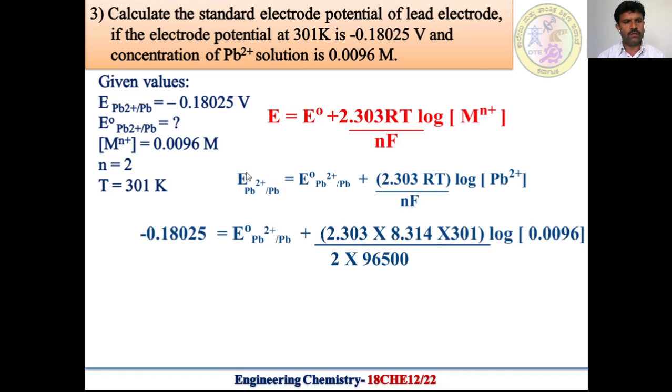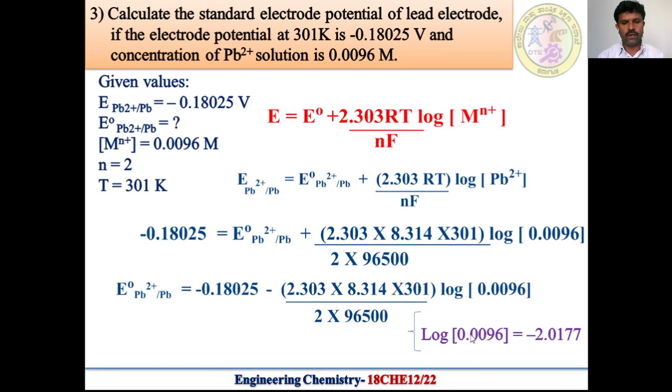The E value is equal to minus 0.18025, E naught to be calculated, plus 2.303 into 8.314 into temperature 301, divided by n is equal to 2 into F value 96,500, and log of the concentration of lead 2 plus, 0.0096 molar. The log of 0.0096 is equal to minus 2.0177. So I want to find the E naught value.